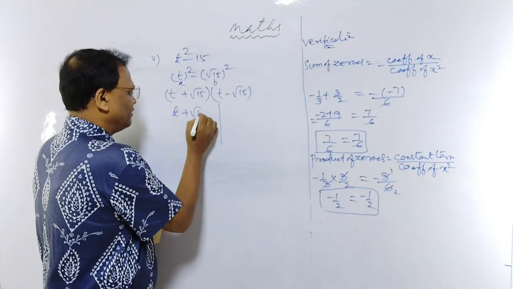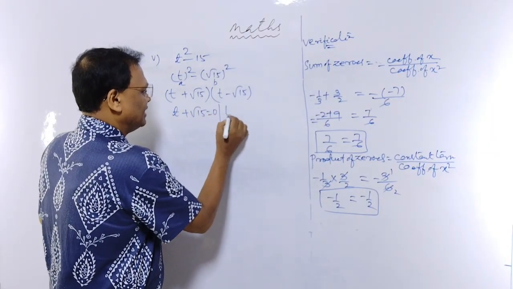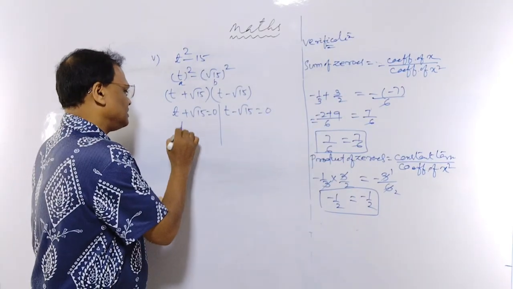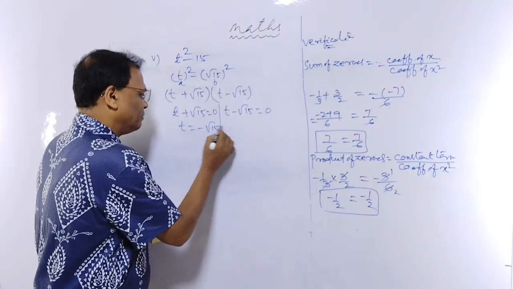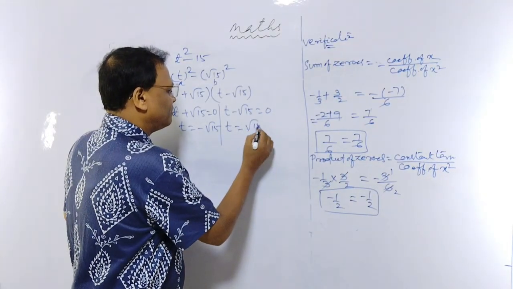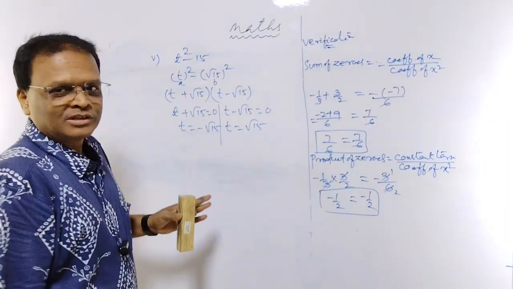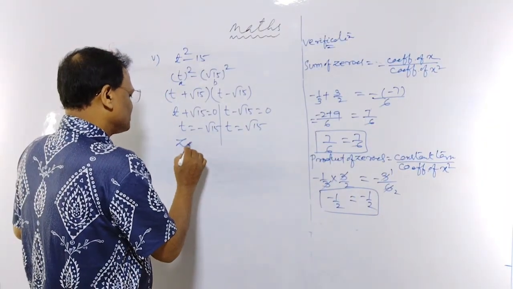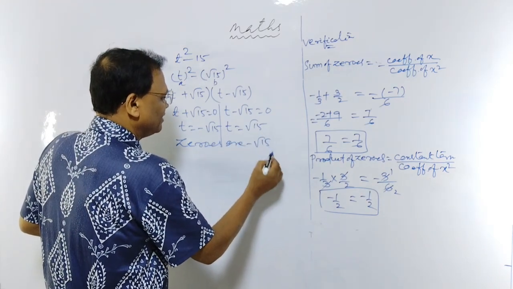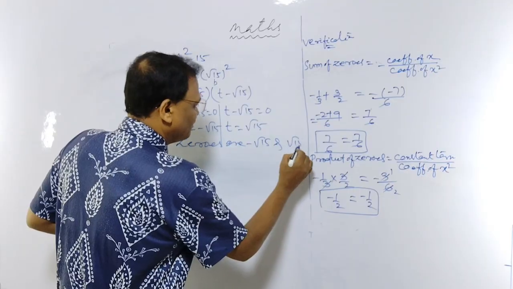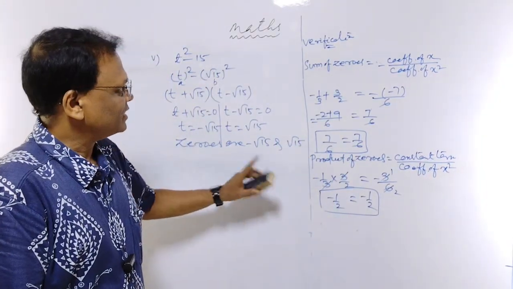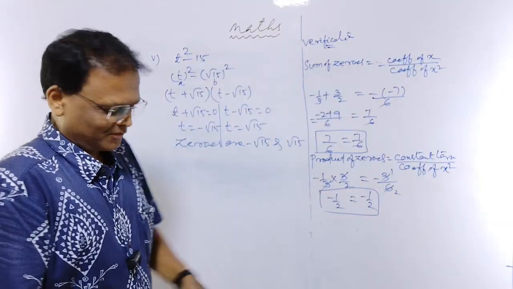t plus root 15 is equal to 0. Again, t minus root 15 is equal to 0. So t is equal to minus root 15, and t is equal to plus root 15. Easily I got the zeros. So what are my two zeros? My zeros are minus root 15 and plus root 15. So these are the two zeros I got. Very simple.